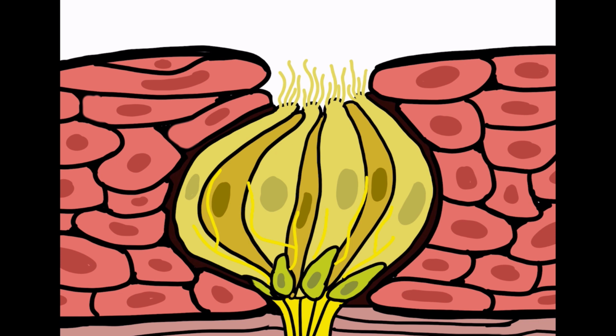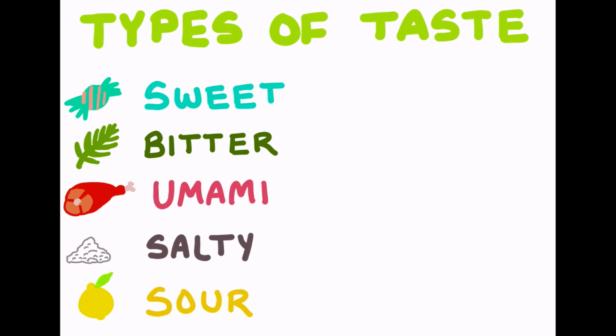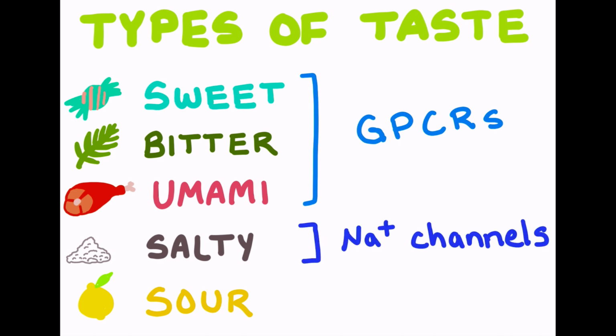With that being said, each taste cell responds to a specific type of taste. And these types of tastes are sweet, bitter, umami, salty, and sour. So each type of taste has its own unique set of receptors. However, sweet, bitter, and umami all have similar transduction mechanisms that utilize G-protein coupled receptors. Salty tastes are detected by sodium channels, while sour tastes are detected by proton channels.